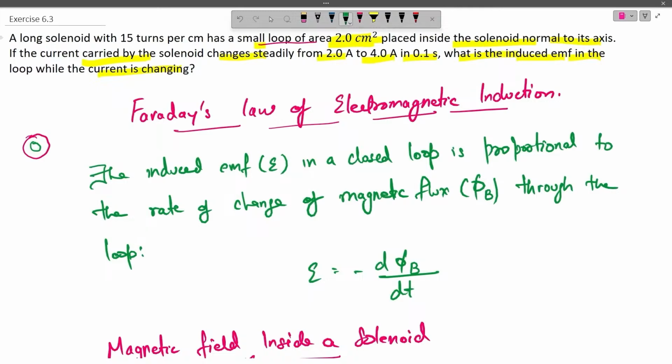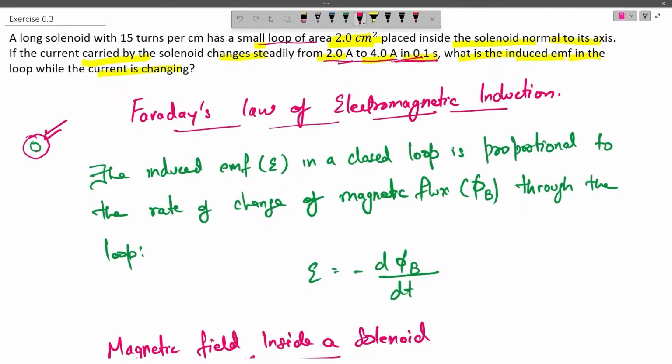Now we have to find out what is the induced EMF in this small wire, given that the current in this solenoid is changing from 2 ampere to 4 ampere in 0.1 second. If the current is changing, then obviously the magnetic field is going to be changing. If the magnetic field is changing, then there is a flux that is changing inside this loop as well, and flux is changing with time, so there will be induced EMF.